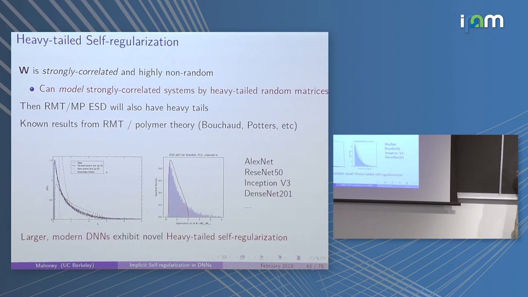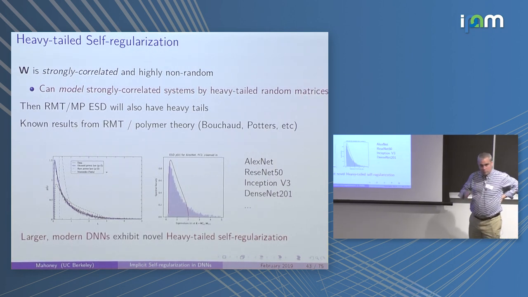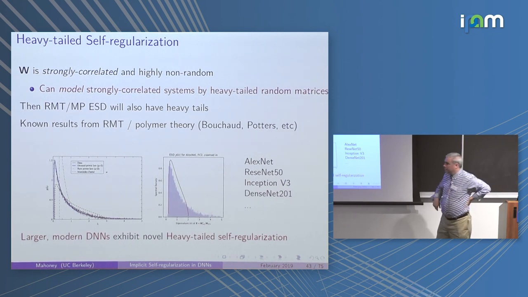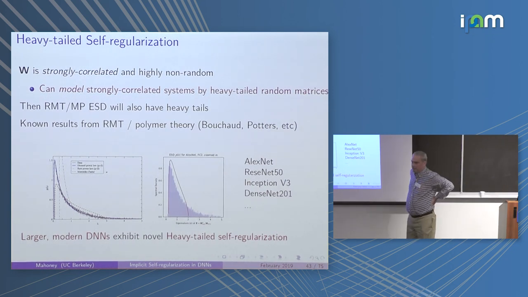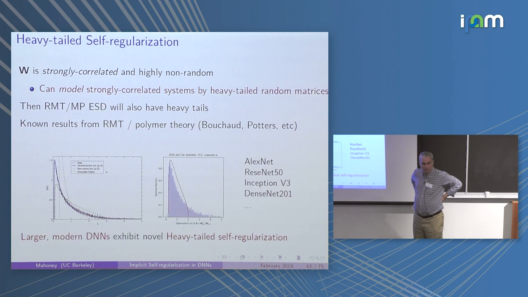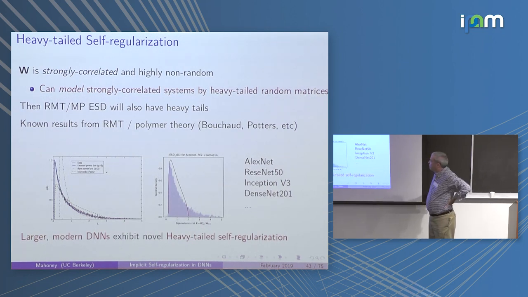All right. What you see in everything post 2013 is not that. You don't get that clean cut. So it's not surprising. I mean, W is your weight matrix. It's strongly correlated and highly non-random. So the question is, can we model strongly correlated systems by heavy-tailed random matrices?